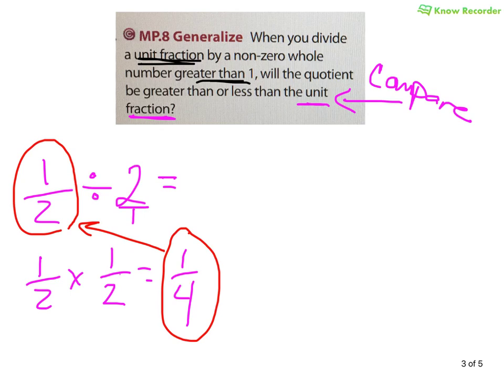Whenever you divide a unit fraction by a whole number, your value is going to be less than the original unit fraction. Give you a second to look at that. All right, your second's over.